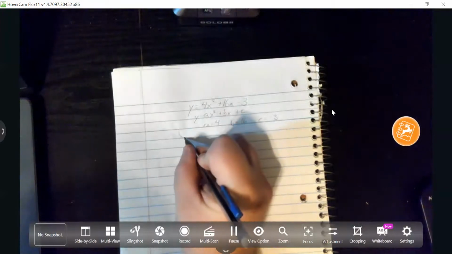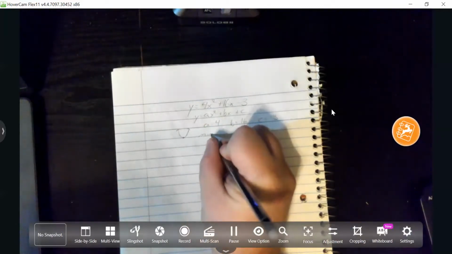Since a is 4, it's a positive value. This parabola is going to be right side up. So since it looks like this, we're going to have a minimum value. So this function has a minimum.